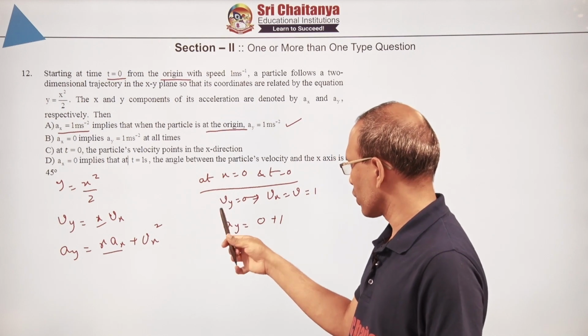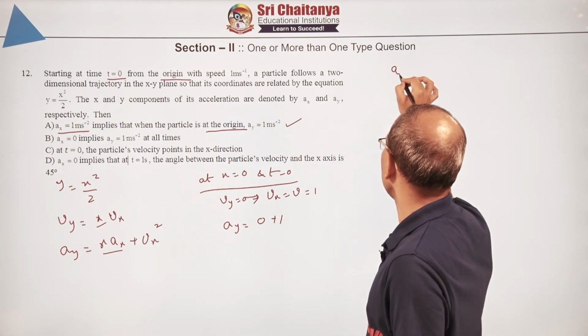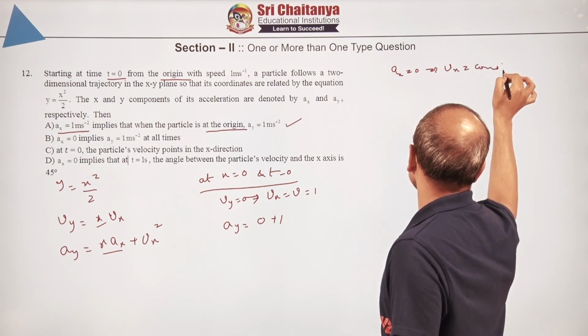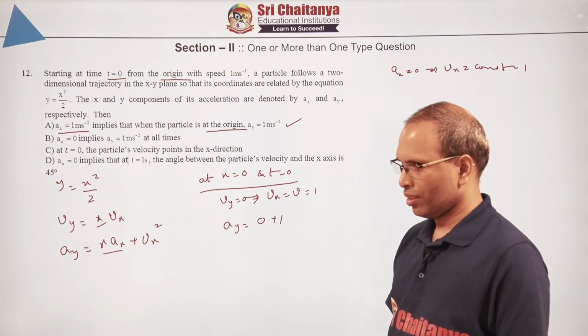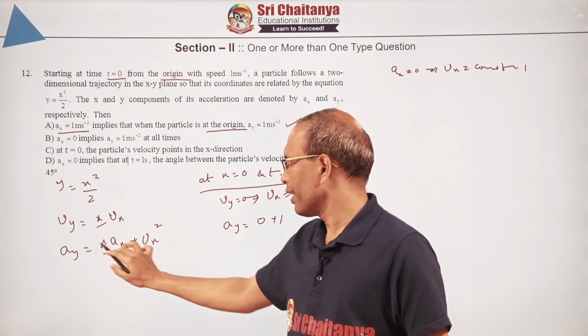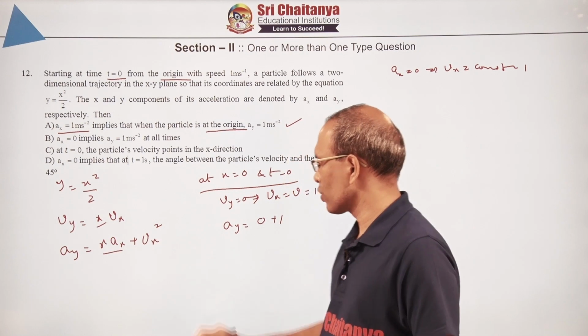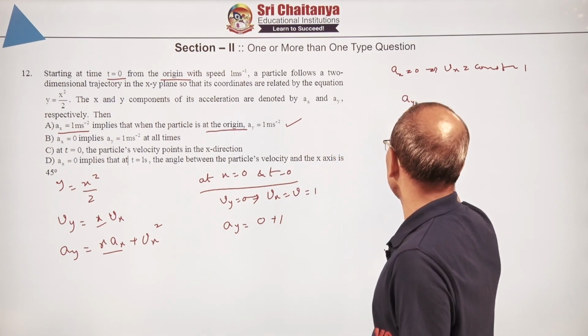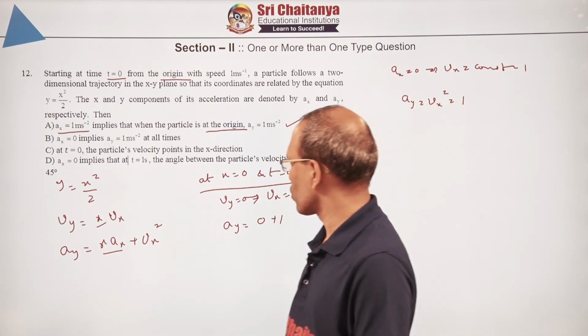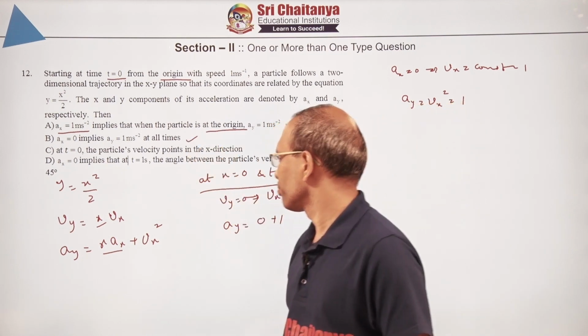If Ax is equal to 0, what do you write? Ax is 0 means Vx is constant, and what is that Vx? 1. So Vx remains as 1 only. Now if you see at this, Ax is 0, Ay equal to Vx square. So we get Ay equal to Vx square, which remains as 1. So this is also correct.